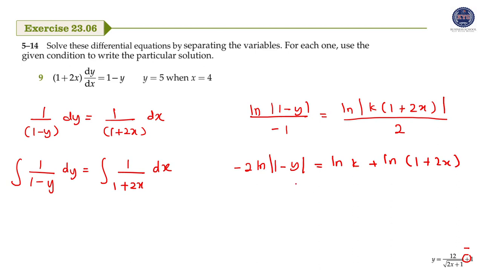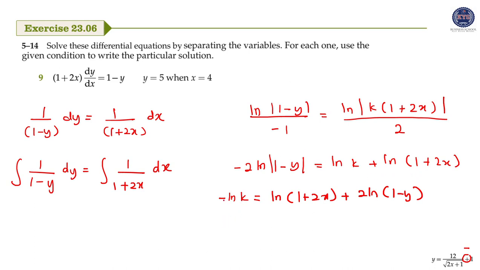Okay, so our objective is to solve for k, so put this ln k as the subject. So therefore, what I have is negative ln k equal to ln 1 plus 2x plus 2 ln 1 minus y. Remember our objective is to find k, so I make k the subject. Why do we get negative ln? Because I move this ln k to the other side and I bring this negative to the other side. Okay, we're not finished yet.